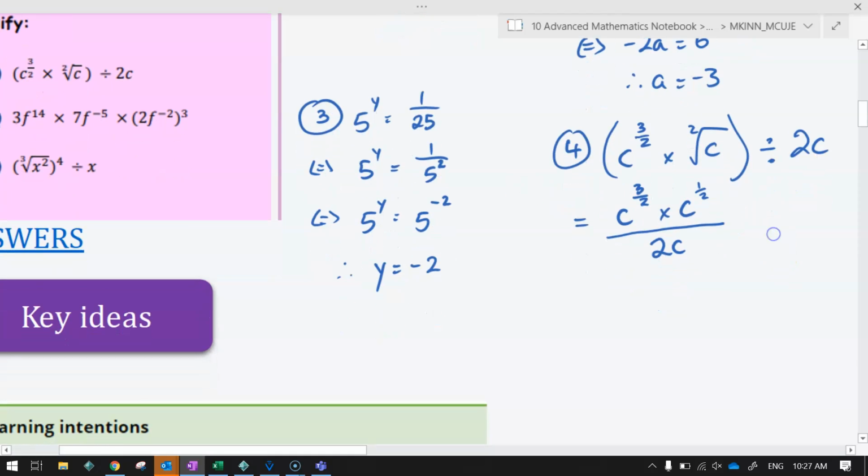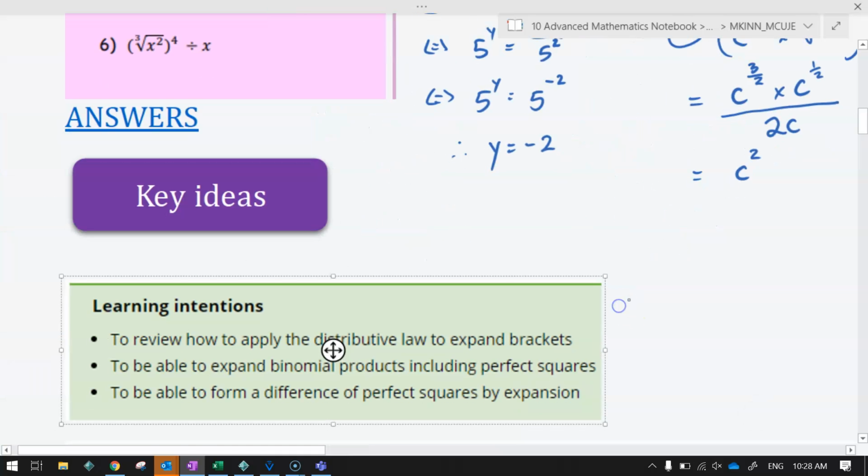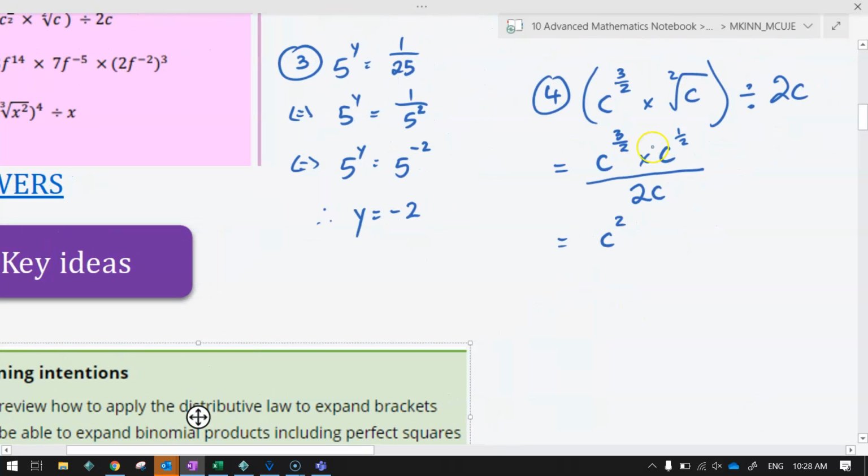When I'm multiplying two numbers with the same base raised to powers, what do I do with the powers? Add them together. That's our first index law, isn't it? A to the power of m times a to the power of n. Add the two powers here. 3 over 2 plus a half is 4 halves, or 2. That was confusing people. We got a little bit scared of just adding the fractions. Once we've done that, it's fairly easy. One of the C's up top can cancel with one of the C's down the bottom, and I'm just left with C over 2.